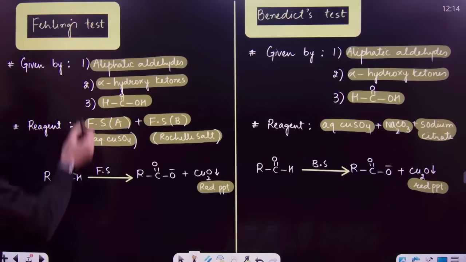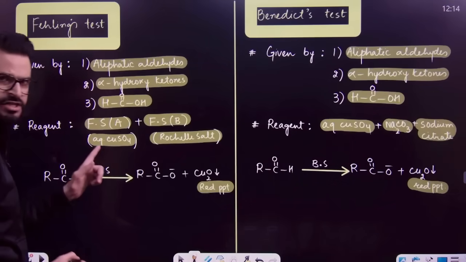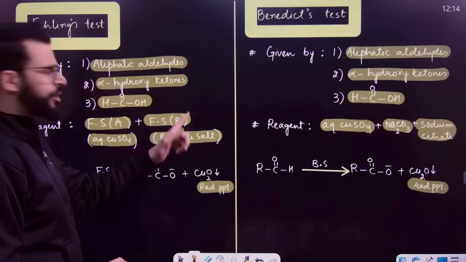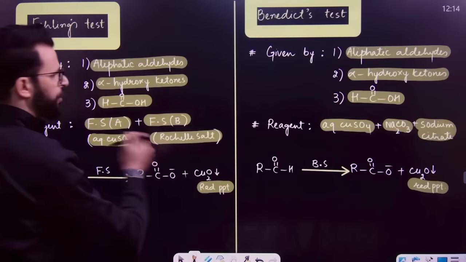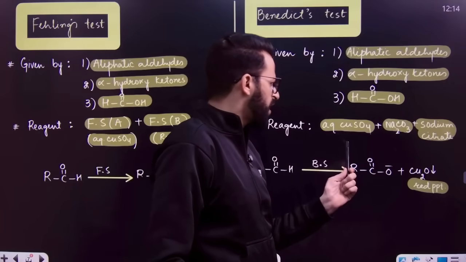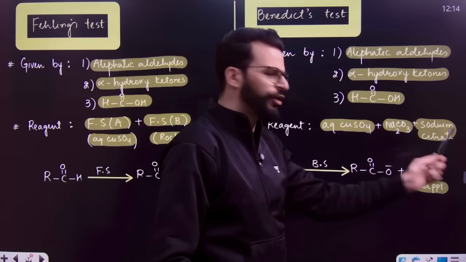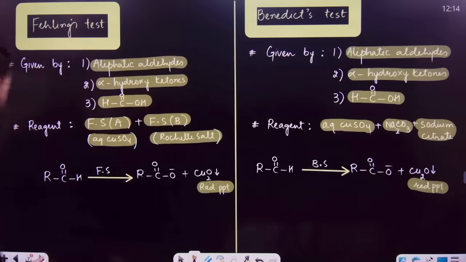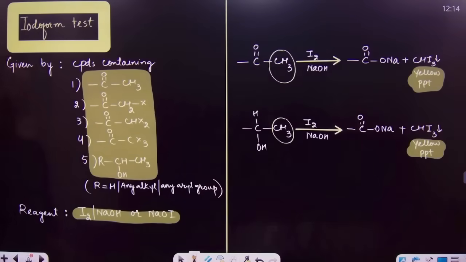Okay, the reagent in Fehling solution is Fehling solution A, which is aqueous copper sulfate, and Fehling solution B, which is Rochelle salt, that means sodium potassium tartrate. And in Benedict's test, it is aqueous copper sulfate and then sodium carbonate and sodium citrate. After that, we will be having another test, that is the iodoform test.